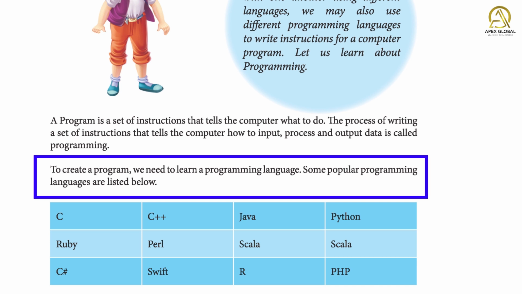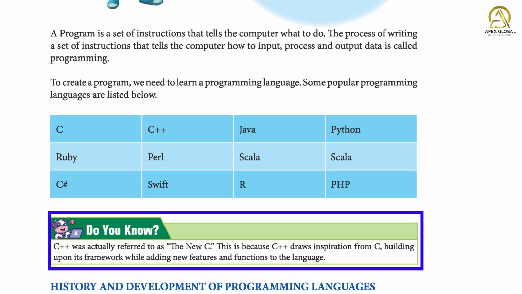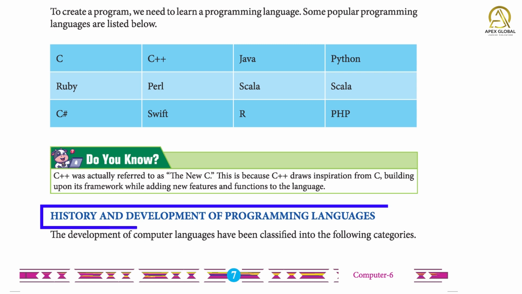Some popular programming languages are listed below. Do you know C++ was actually referred to as the new C? This is because C++ draws inspiration from C, building upon its framework while adding new features and functions to the language. History and development of programming languages.